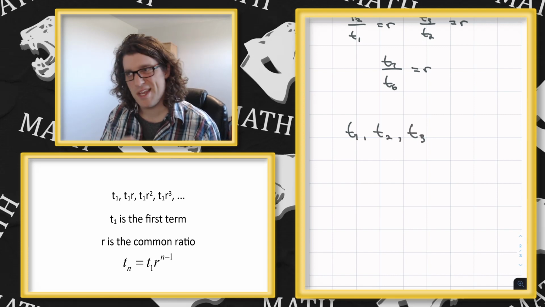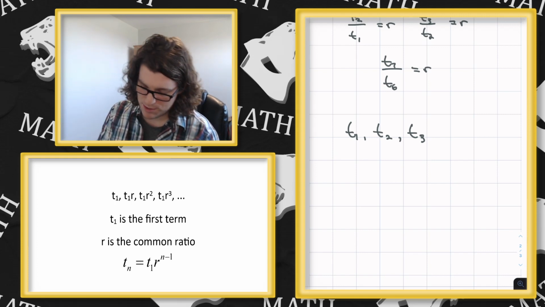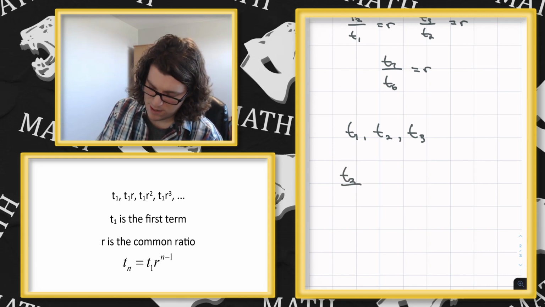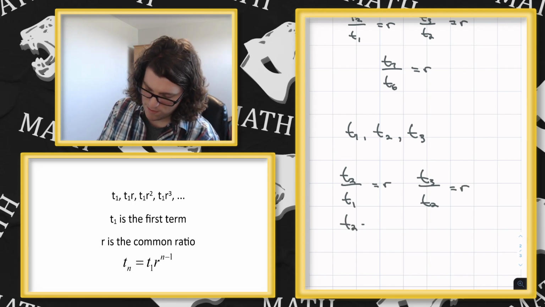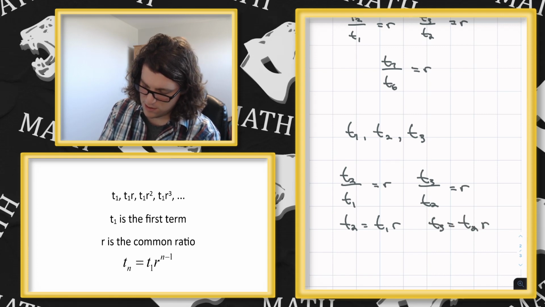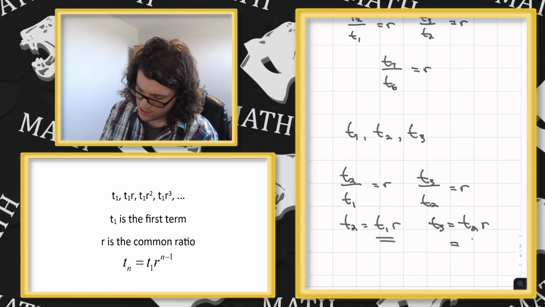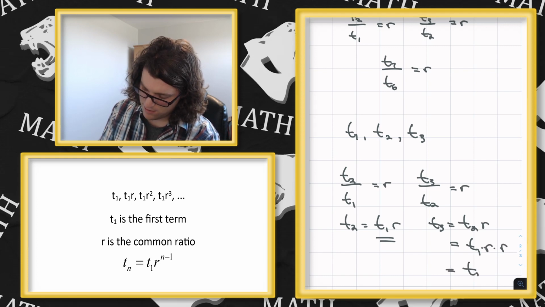But really, since we have this relationship that we know is true, which is T2 divided by T1 is equal to R, as well as T3 divided by T2 is equal to R. Well, if that's true, then I could just solve the first one for T2 and say that it is equal to T1 times R. And the second one means that T3 is equal to T2 times R. But I know that T2 is actually T1 times R, which means that this is T1 times R times R. So T1 times R squared.